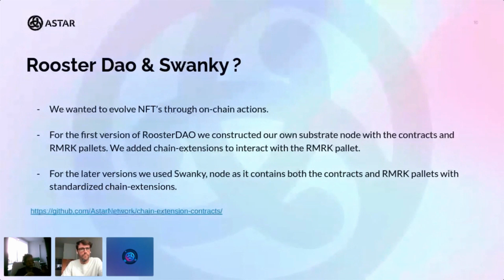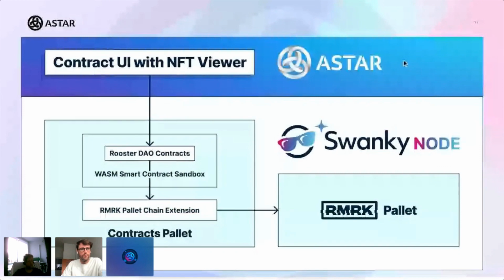But later on, and for this demonstration, we ported the RoosterDao contract to the Swanky node, as it contained everything we needed, and they had a more standardized version of the chain extensions, which was a good thing for functionality. The schematic is given here. This is how it all interacts together. We deployed the RoosterDao WASM contract in the contracts pallet. From there, it uses the Remark pallet chain extensions to interact with the Remark pallet as needed by the contract. And obviously, any UI or other interaction with the contract has to go through the node.